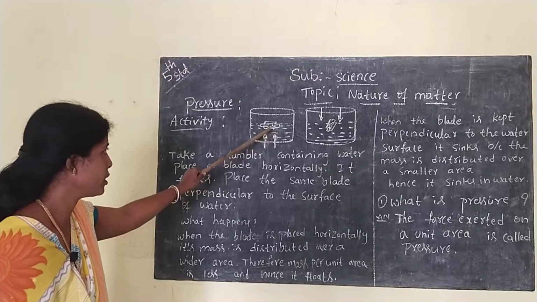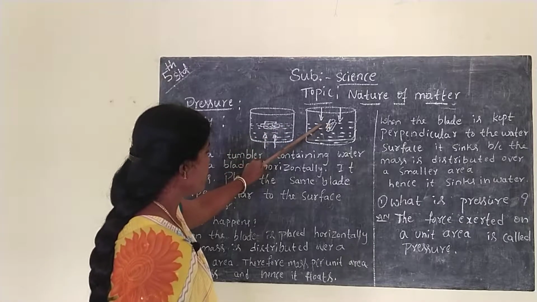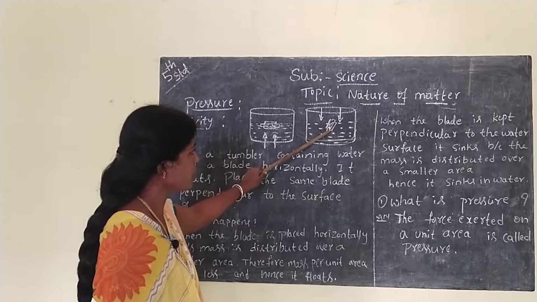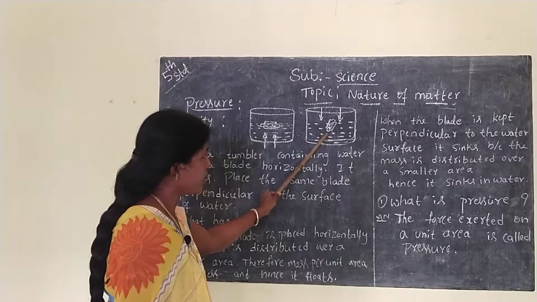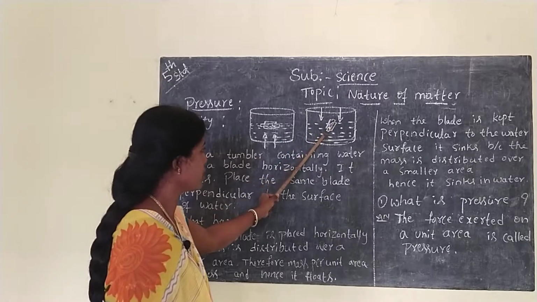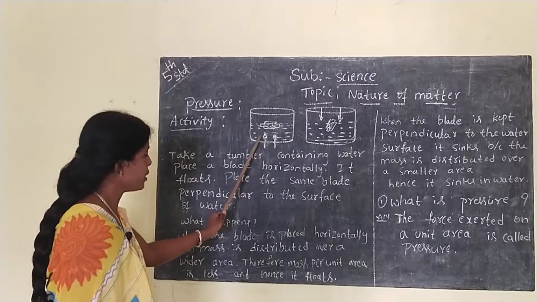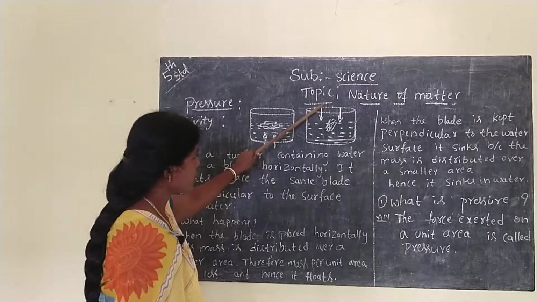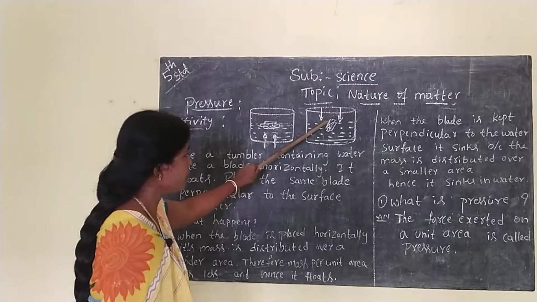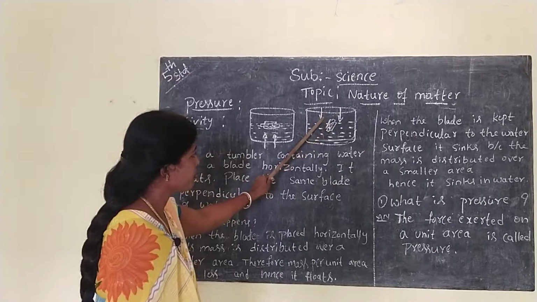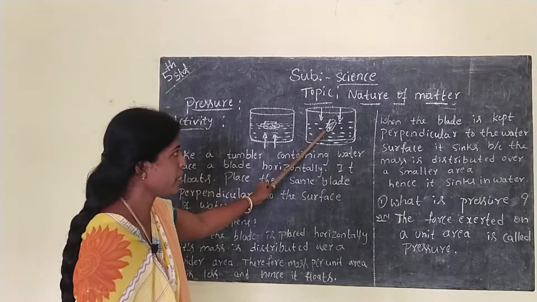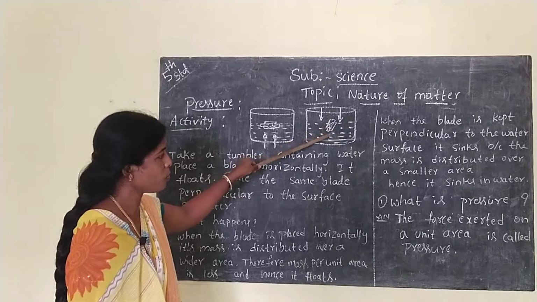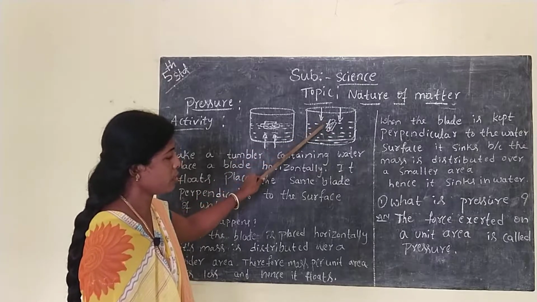Do you understand, children? In second case, when we kept the blade perpendicular to the water surface, it sinks because the mass is distributed over a smaller area. The force exerted by the water is less here, but the force exerted by the object is more, so the blade sinks. Hence it sinks in water.